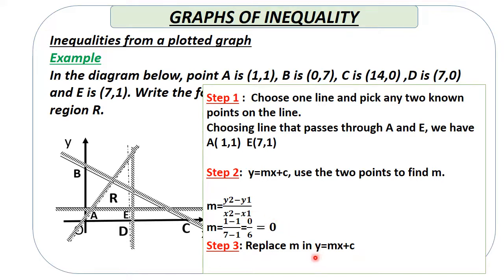But anyway, let's continue. So replace m in y is equal to mx plus c. So m is 0. When we do that, we're going to have y is equal to 0 times x plus c. The dot in mathematics, at times, if you're fast, represents a multiplication. So this is 0 times x plus c. So 0 times x, of course, is 0, so you can write this as y is equal to c. But for the sake of learning, I'm not going to do that, because it's not always that you're going to have m equal to 0.